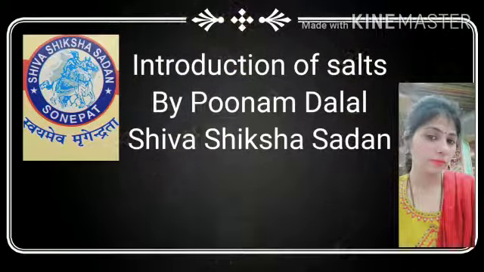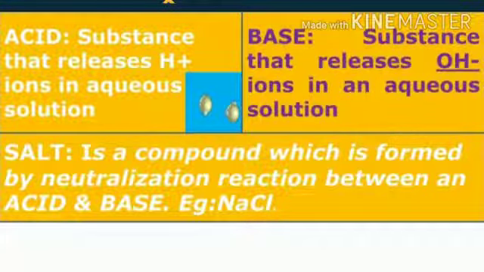Today, I am going to discuss salts. Well, students, we know that an acid is a substance which dissociates on dissolving in water to produce hydrogen ions in the solution. And simply we can say that these are those substances which give hydrogen ions in the solution. And bases are those substances which give hydroxide ions in the solution.